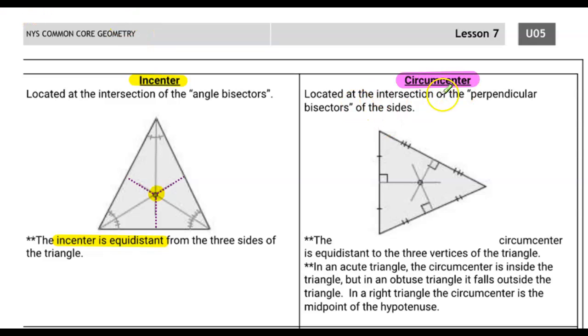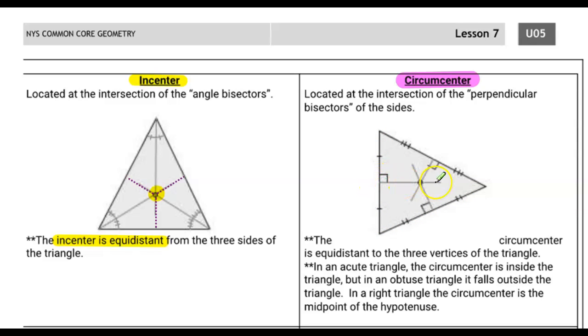Next, we're going to be talking about the circumcenter. The circumcenter is located at the intersection of the perpendicular bisectors of the sides. You can see here that there are three perpendicular bisectors drawn. You can tell they're perpendicular bisectors because perpendicular means they have right angles to the side, and bisector means they intersect that side at a midpoint. This is the midpoint here. This is the midpoint here. Those two hash marks indicate that this is the midpoint of this side. The one hash mark and one hash mark indicates that.